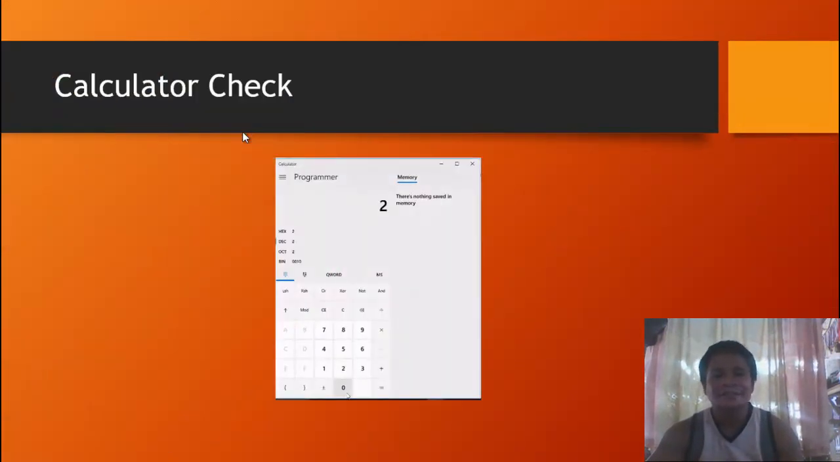Calculator check. Let's try 20. There we have it. 10100.